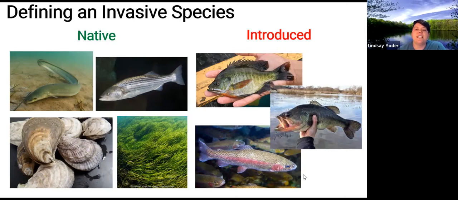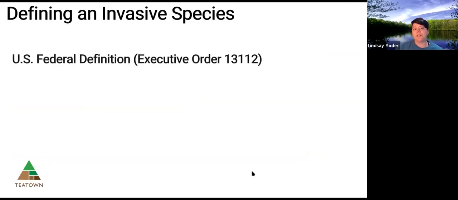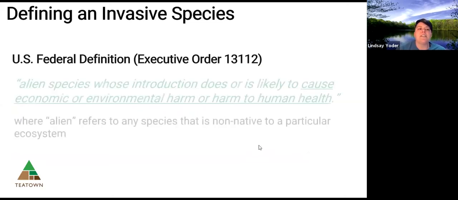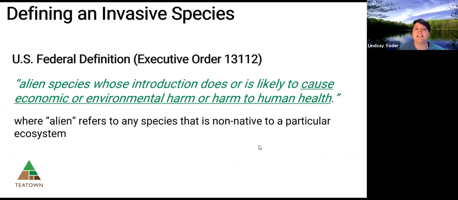So, within introduced, there are a lot of terms: alien, non-native, exotic, non-indigenous, foreign, naturalized, and of course, invasive. So let's introduce the definition of invasive species specifically. In the PRISM, and because I am an invasive species manager, we go by the federal definition, and that is: an invasive species is an alien species whose introduction does or is likely to cause economic or environmental harm or harm to human health.